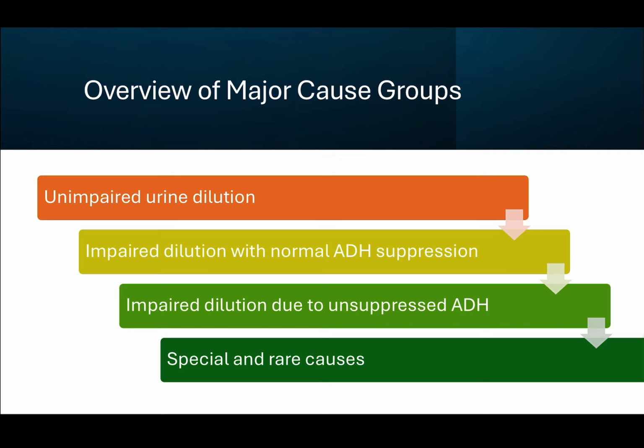Hypotonic hyponatremia can arise even when kidneys are functioning normally or when ADH remains persistently active. Understanding these broad groups allows nurses to anticipate causes based on clinical context and laboratory patterns.